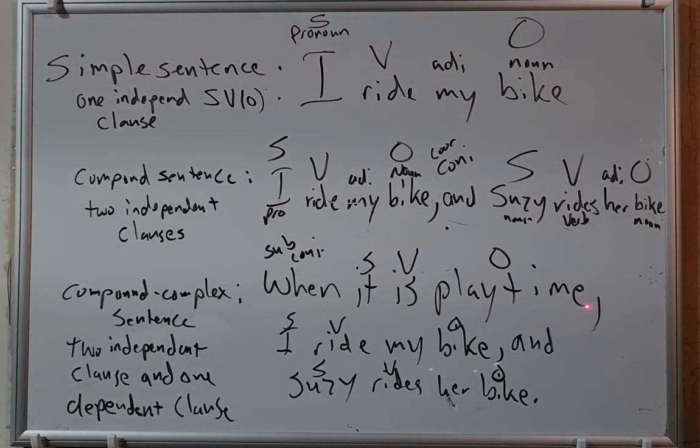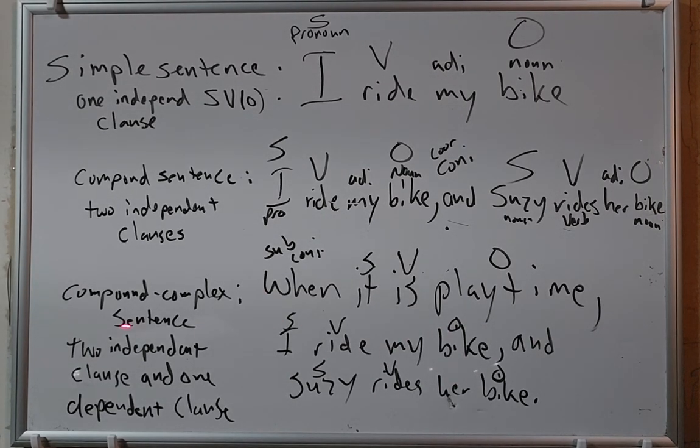You hear that sentence and it does not sound complete because it is not. We have SVO, yes, but this marks it as a dependent clause. You must have, with this clause, at least one of these. You see? Okay? Now, when it is playtime, I ride my bike and Susie rides her bike. We have SVO dependent clause followed by two independent clauses.